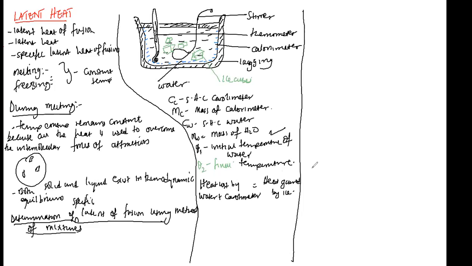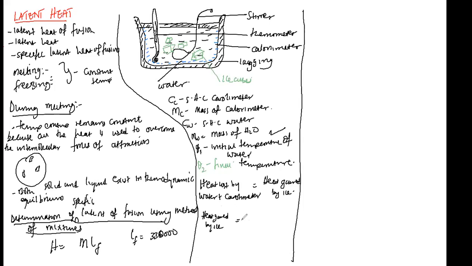Now, how does the ice gain heat? Heat gained by ice is equal to, first of all, heat energy for latent heat, which is mass times latent heat of fusion, where the latent heat of fusion of ice is 336,000. Okay? Sometimes it is 3330.